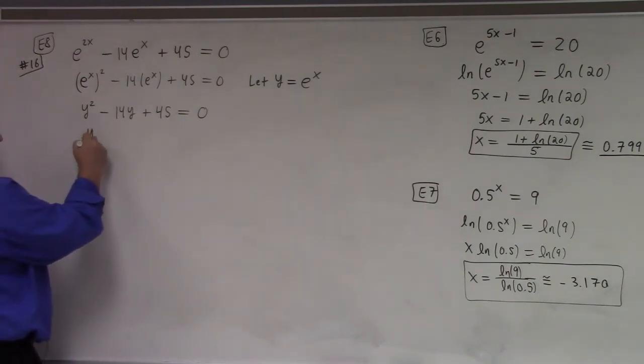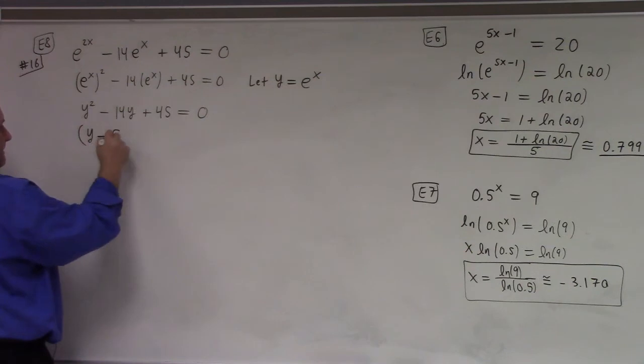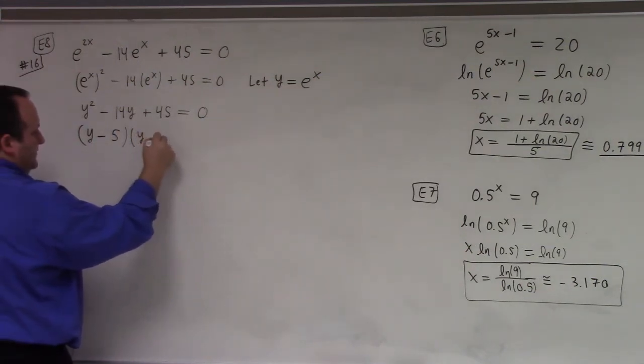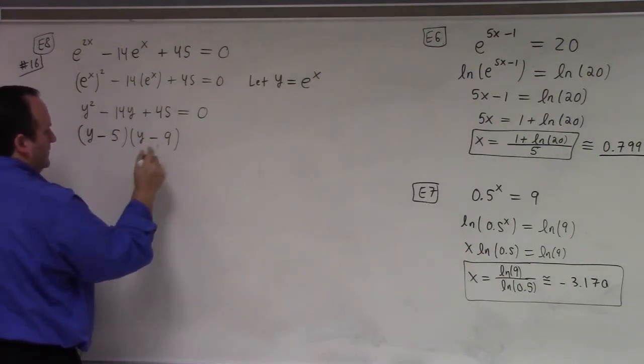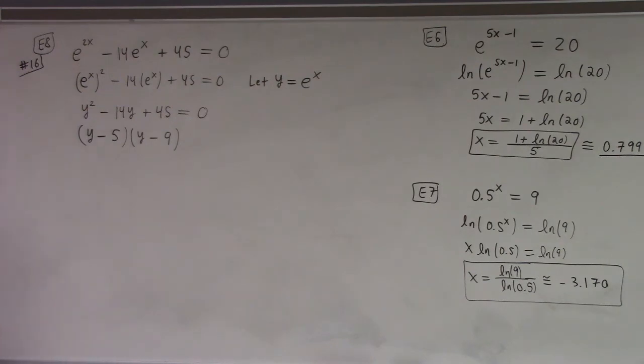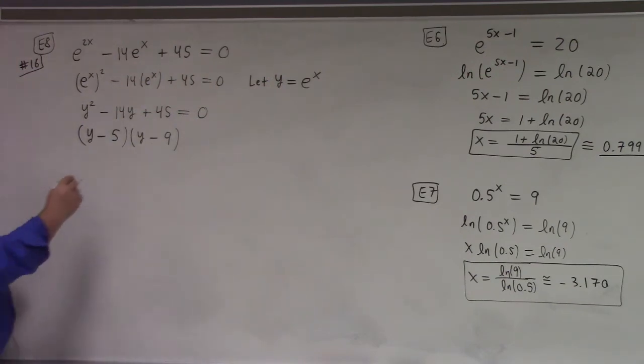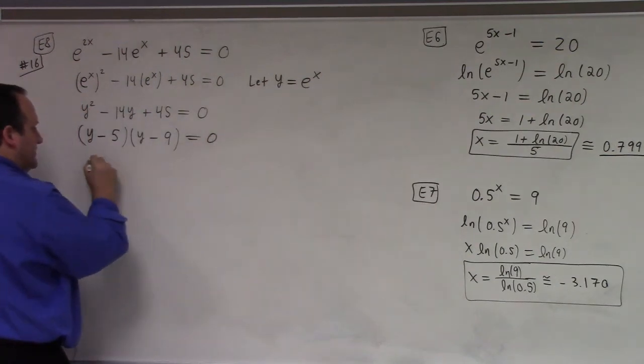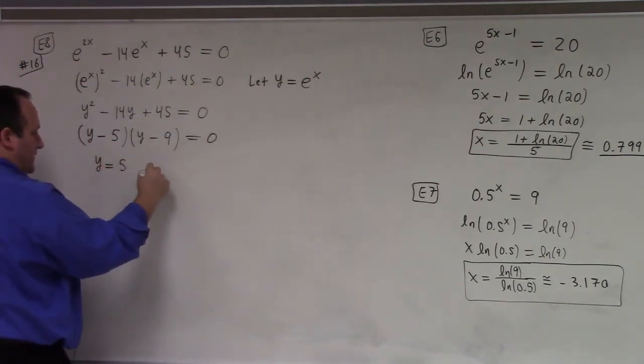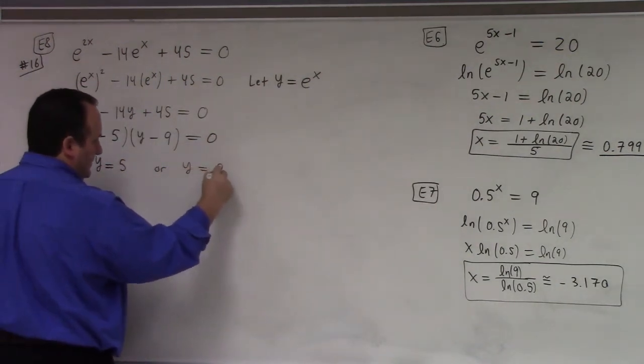So y minus 5, y minus 9, was it? Is that right? I think that works. Minus 5 times minus 9 is 45, and minus 5 plus minus 9 is minus 14. There we have it. So this is equal to 0. So what are my solutions then? y equals 5 or y equals 9.